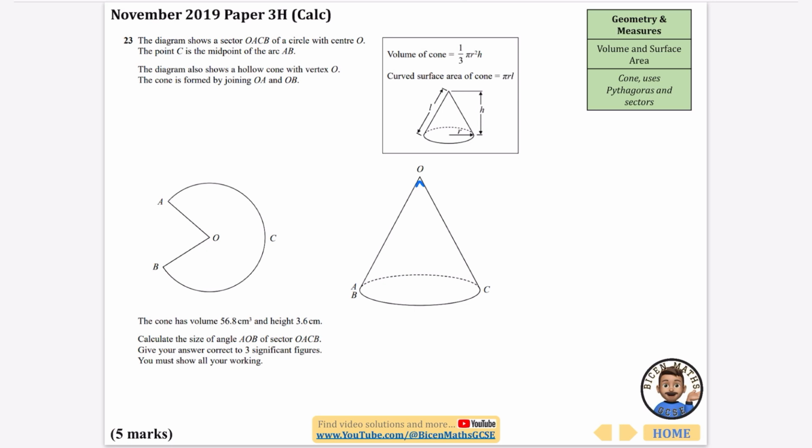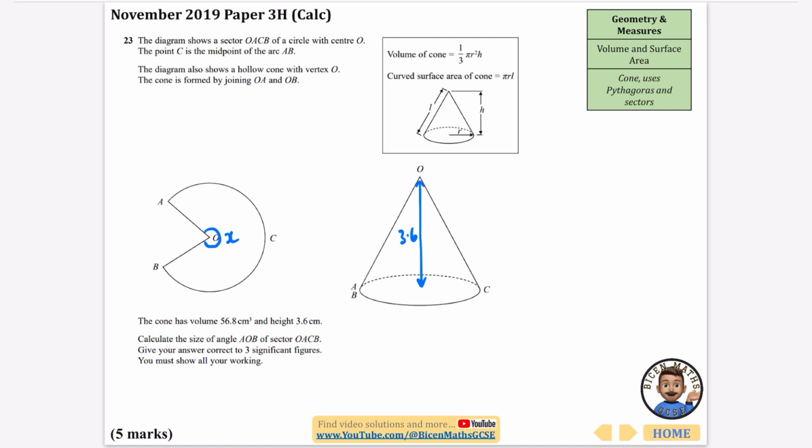Immediately, I want to label on this diagram that the height is 3.6. I could have labelled it on the side like it does in this diagram, but I'm going to put it in the middle here. It wants us to calculate the size of angle AOB of sector OACB. So it wants us to find this angle that is on that side over there, and I'm going to call it X for now. It says give your answer correct to 3 significant figures and you must show all your working. Well, the key thing here is that this is being moved or being folded up to make this kind of 3-dimensional cone that we've got here.